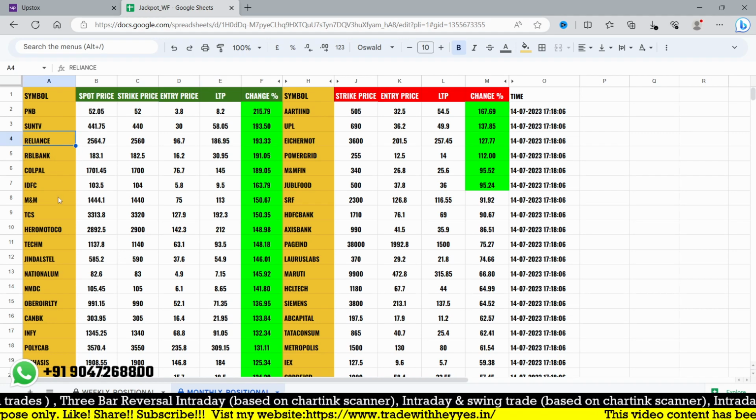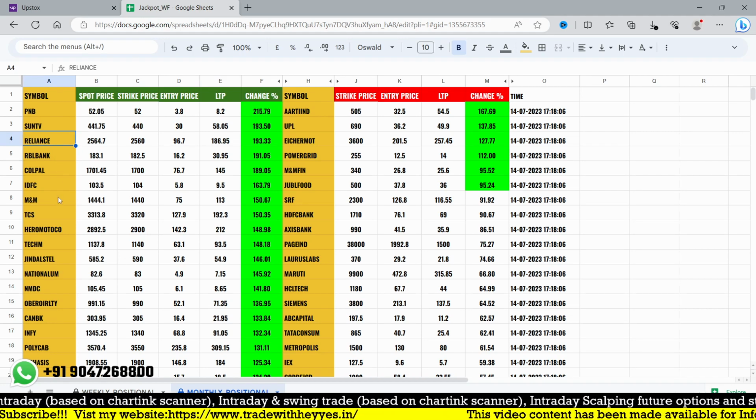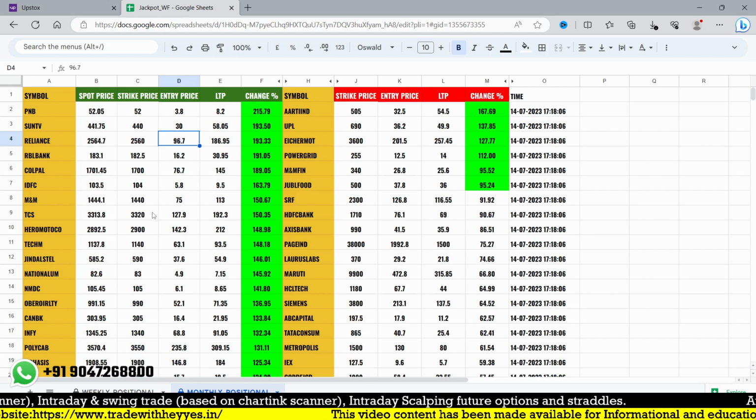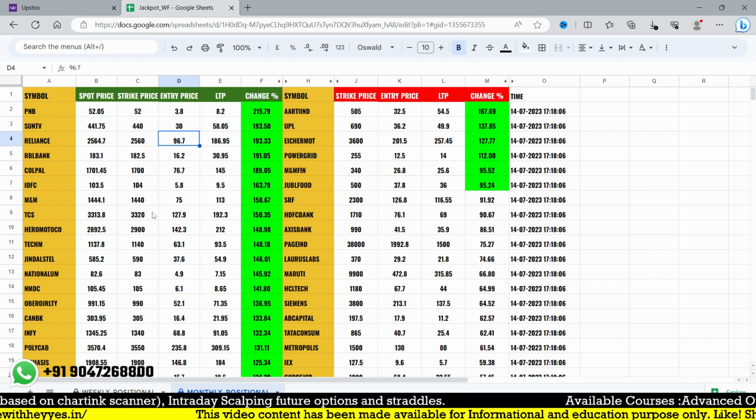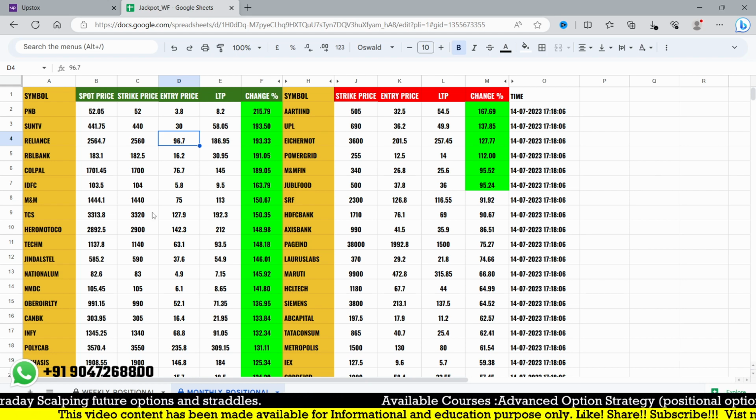RBL Bank, Reliance. But with Reliance, some people who tried it initially exited. Look at this, 96 is our entry point. So we have the concept of two sides: one is a call and another one is a put.